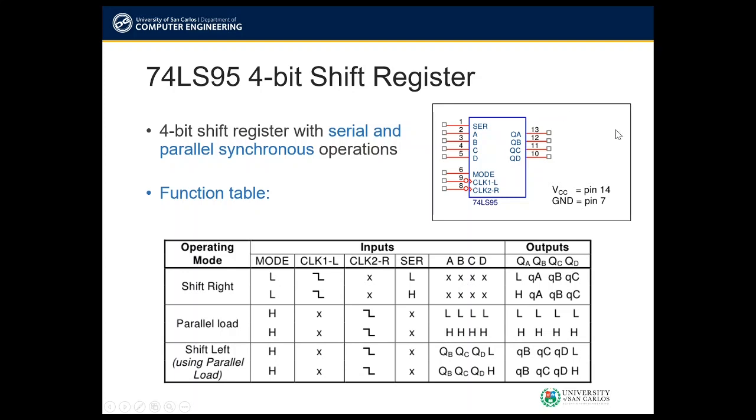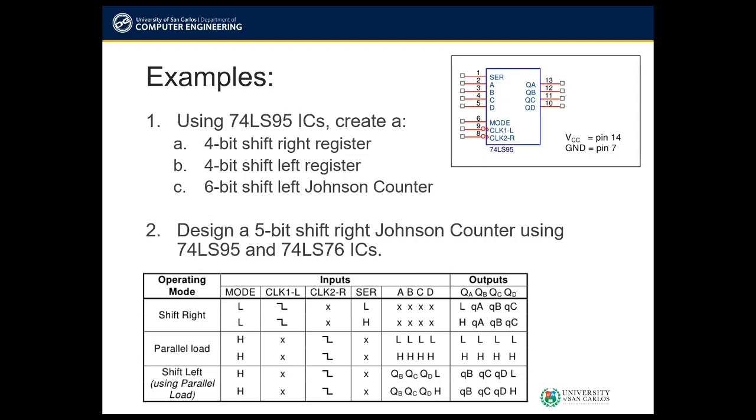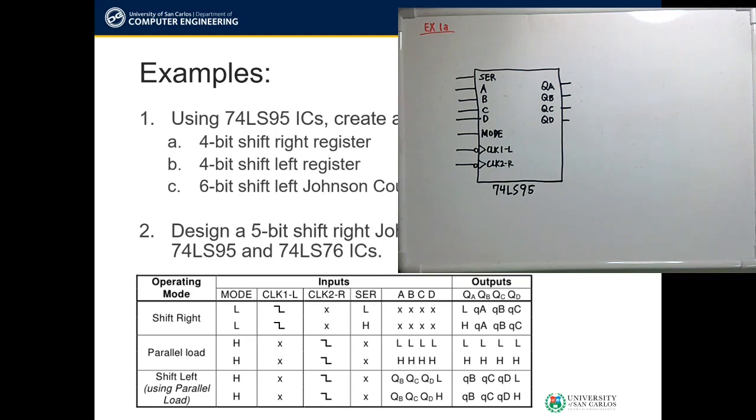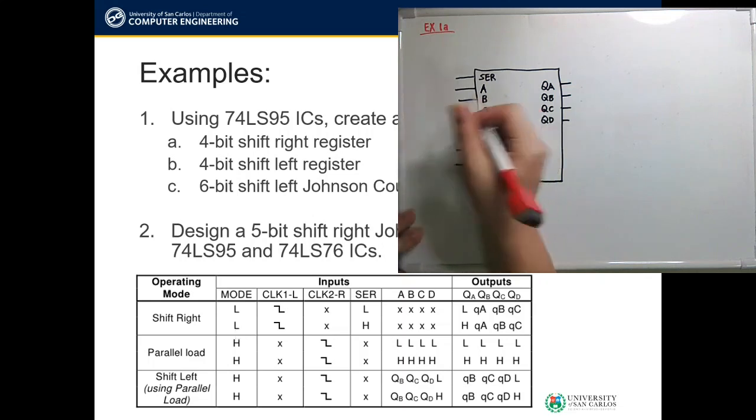So let's take a look at a few examples. So the first one, using 74LS95 ICs, we create a 4-bit shift right register. So let's design our 4-bit shift right register using the 74LS95 IC. So let's follow the shift right configuration. So using the shift right mode must be low. So this must be connected to ground or low.